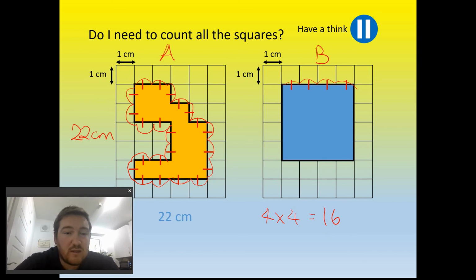Are we happy with that amount? Are we happy with how we've written that out? If anyone's noticed anything that I may have done wrong, write down in your book, see if anyone picks up if I've made any mistakes anywhere. Okay, let's move on.